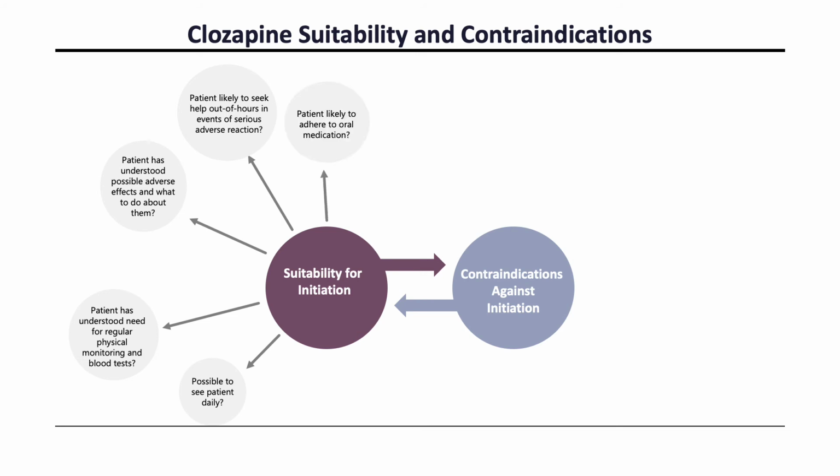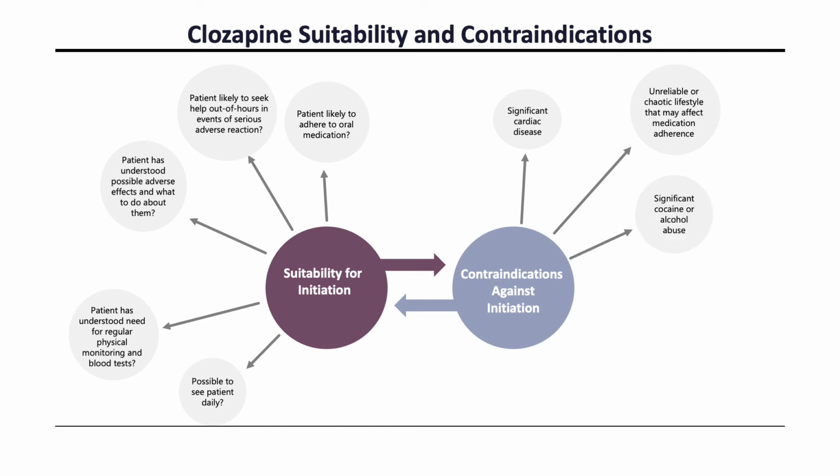Is the patient likely to adhere to oral medication? And in contraindications, is there any history of significant cardiac disease? Is the patient unreliable or chaotic in their lifestyle, as this may affect medication adherence? Is there significant cocaine or alcohol abuse? Has the patient previously had a significant adverse effect on a clozapine titration? And does the patient have a history of seizures?